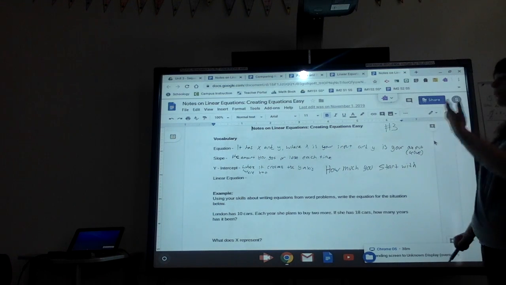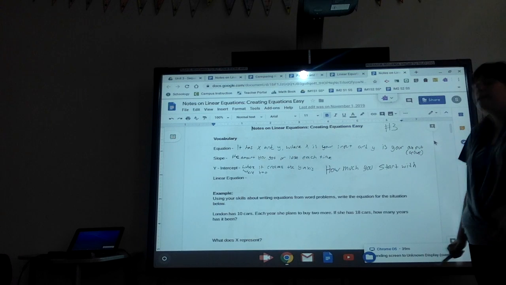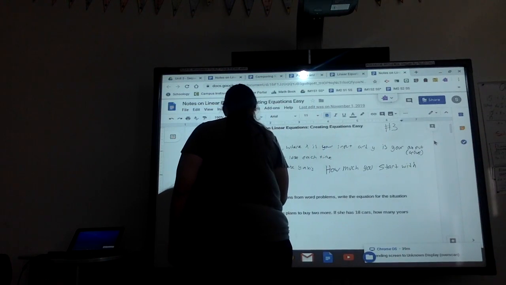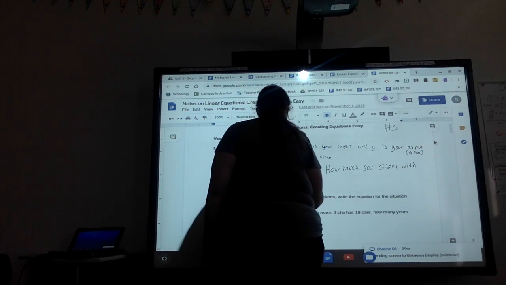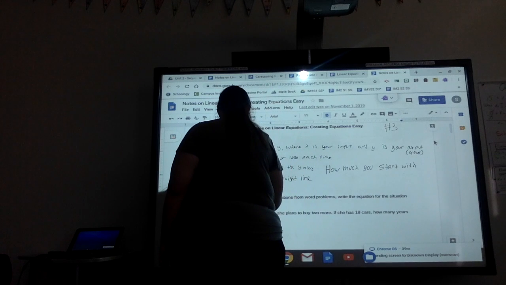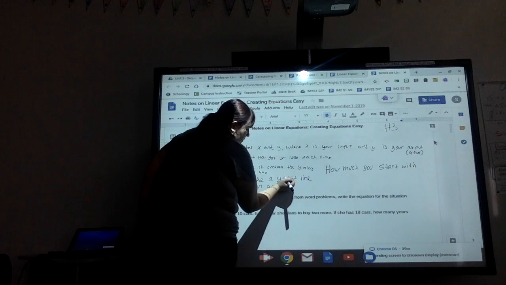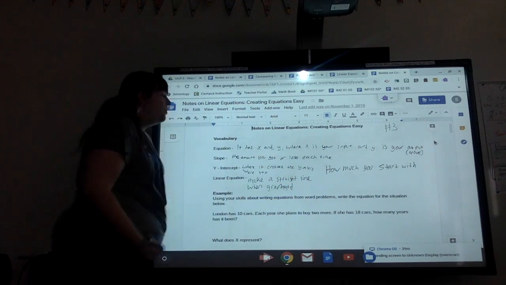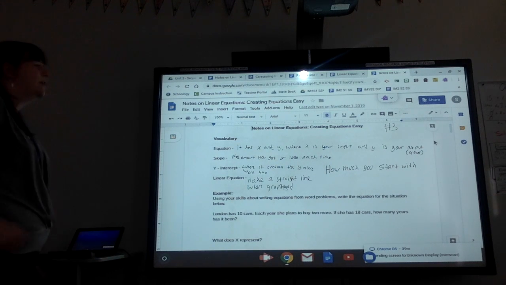And so linear equations are special types of equations because there's tons of them. But particularly it's called a linear equation because it makes a straight line. So linear equations make a straight line when graphed. So when you graph a linear equation and connect all the points, it'll be a straight line. And that's what makes it linear.